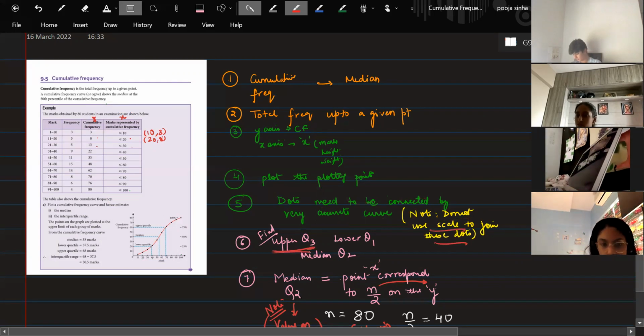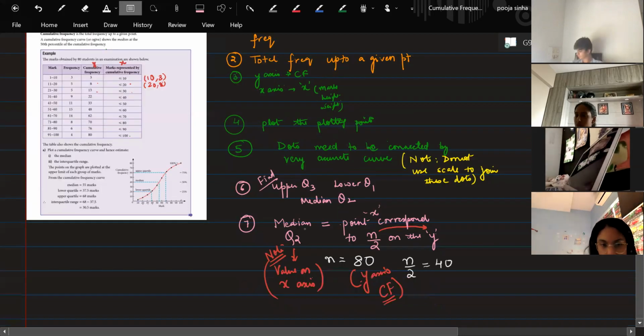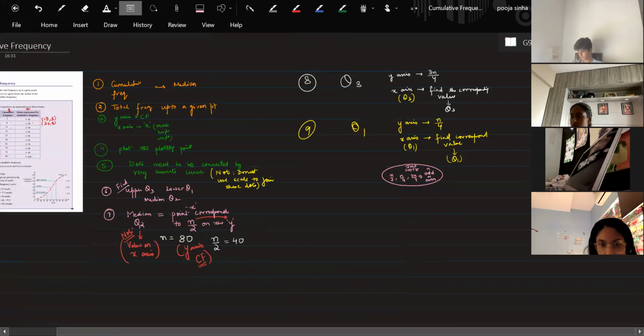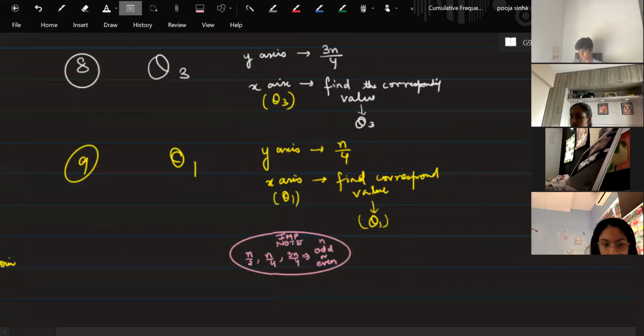Then you have your upper quartile Q3, lower quartile Q1, and median Q2, which you need to find out. The median is the point on the x-axis corresponding to n by 2 on the y-axis. For that you need your n. You will do n by 2, which in this case is 40. Then you check the corresponding value on the x-axis, that becomes your median. Clear?